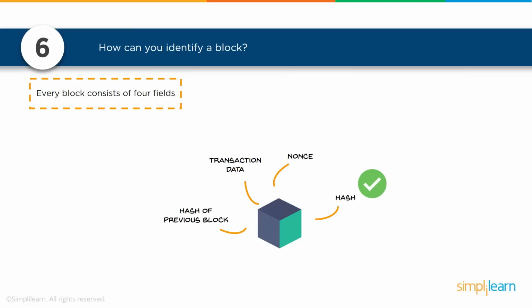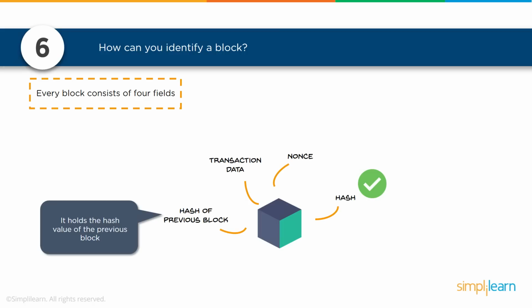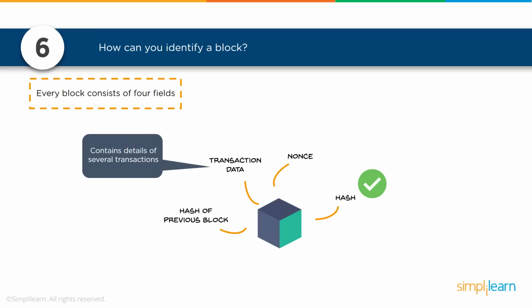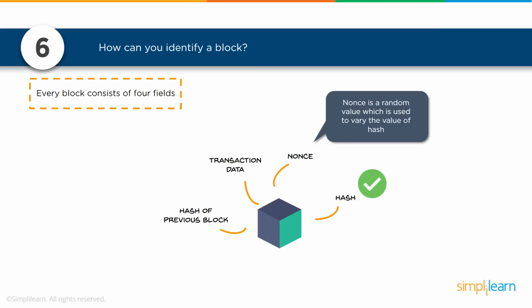How can you identify a block? What are the attributes of a block in order to understand it? So every block consists of 4 fields. It holds the hash value of the previous block. Therefore, it gets linked in a blockchain. It contains the details of the transactions which are aggregated in the block. It has a value called nonce.